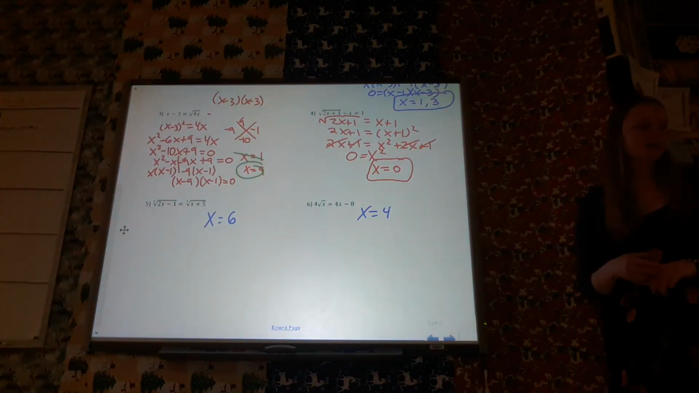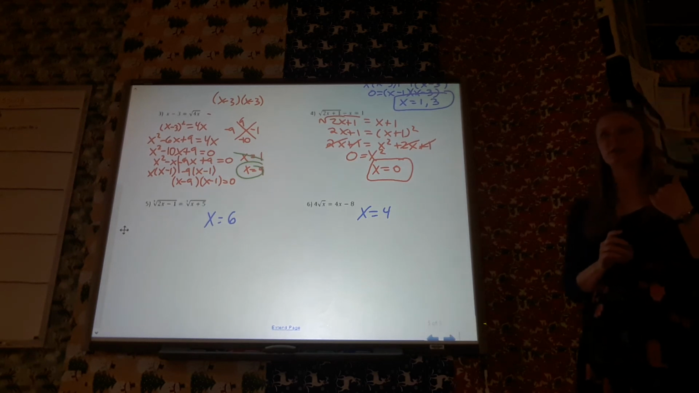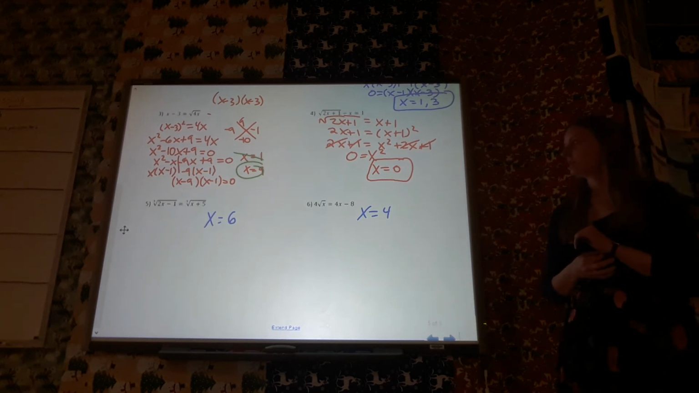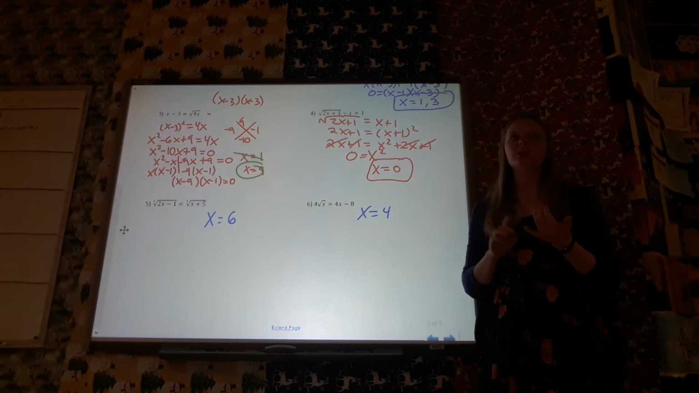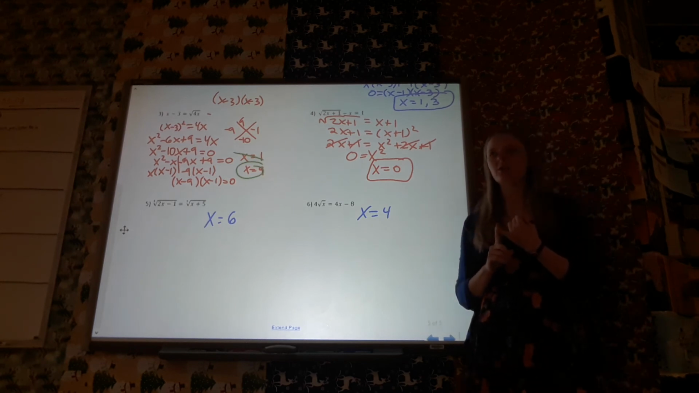Alright, so you guys should get 6 and 4. First one should have been pretty simple. You just cube both sides to get rid of the radicals, and then it's just really basic linear algebra from there. This one, again, what's the first thing you want to make sure is happening? What's your first goal when you guys are solving?